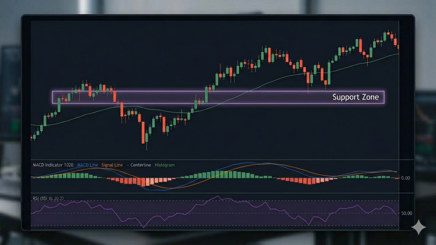Practice identifying these crossovers and divergences on historical charts before going live.